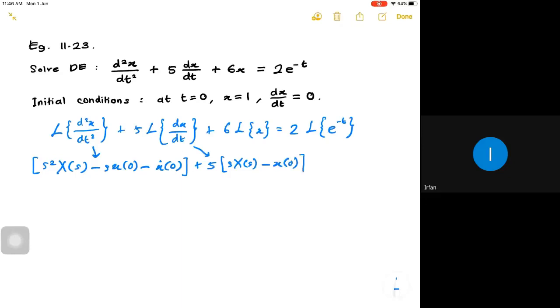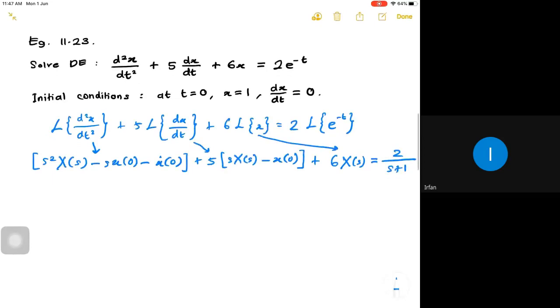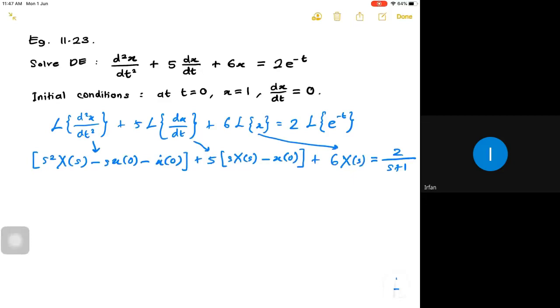Okay, and finally 6 X of s. Okay, because we transform the x alone, and the right hand side is 2. We just use the formula. Okay, that one. Okay. Now we can rearrange.